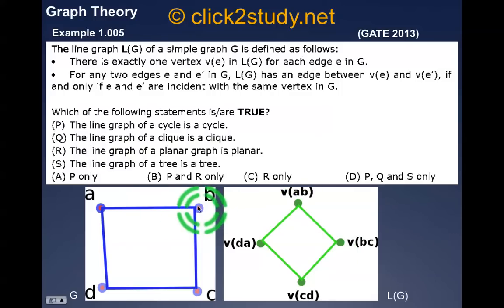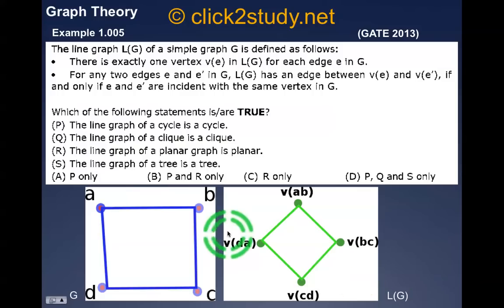You can do this for all the edges. Similarly, VBC and VCD will have this edge because C is common to CD and BC. Similarly, VCD and VDA will have this common edge because D is a common vertex of edge DA and CD, and similarly you will get this edge. Okay, so we started with a graph G and we obtained the line graph of that graph G.